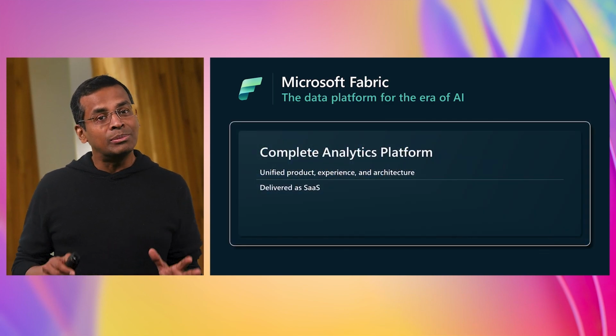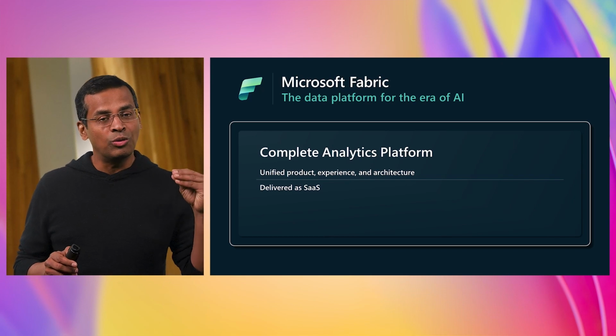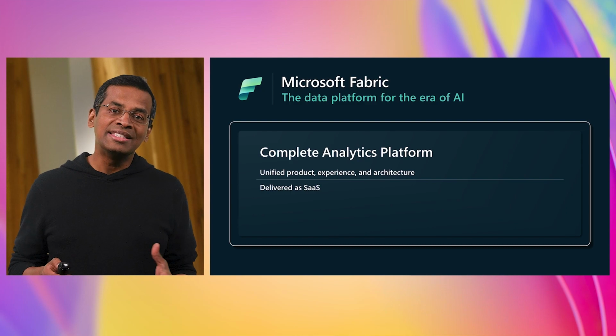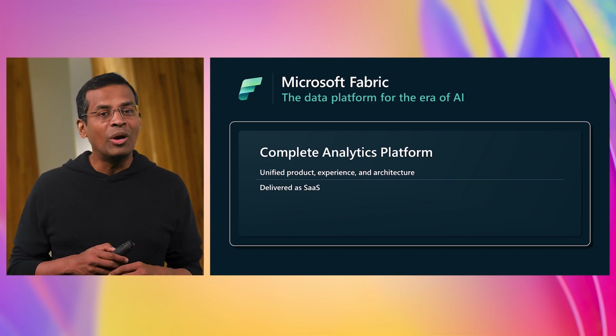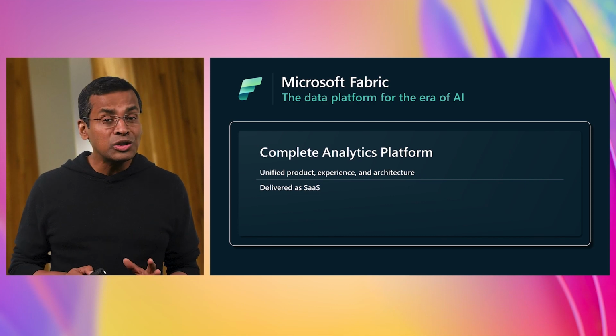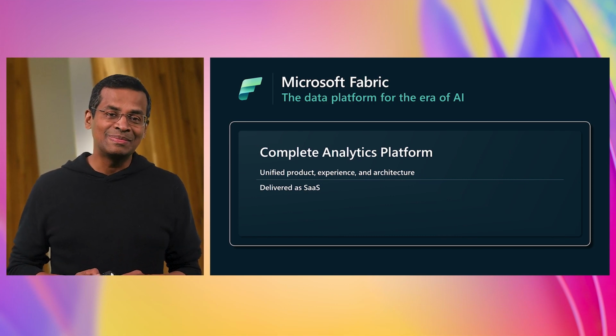The first is a complete analytics platform that provides all of the workloads needed to go from the data lake all the way to the business user. Fabric is delivered as software as a service, where everything is automatically integrated and automatically optimized. Lots of capabilities around security and governance, so we all can sleep better at night.